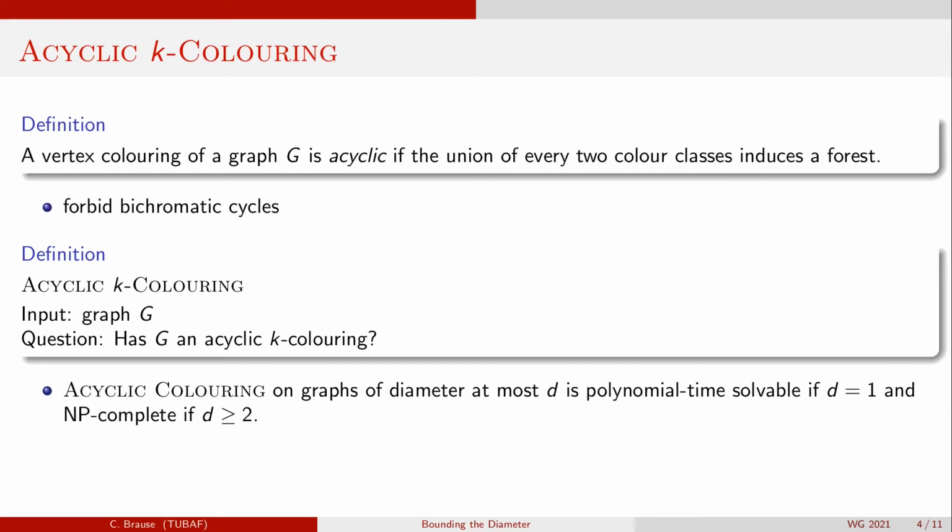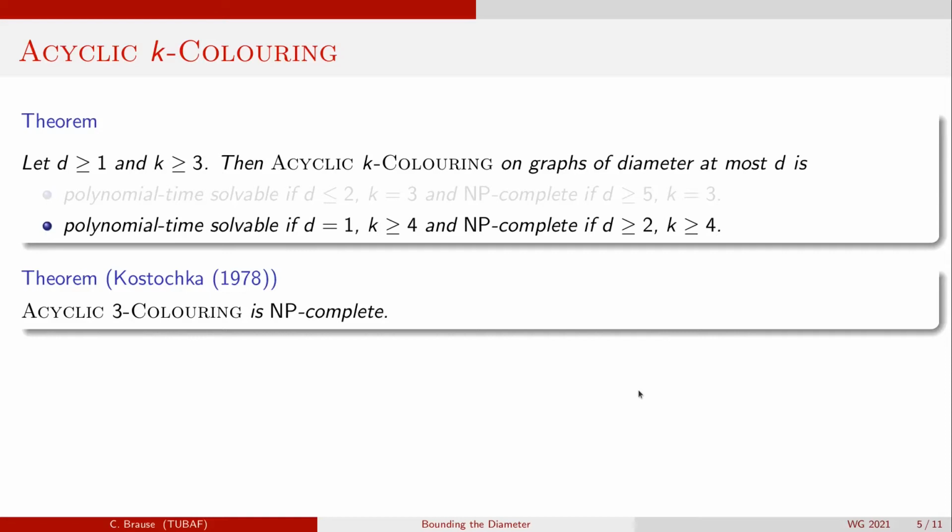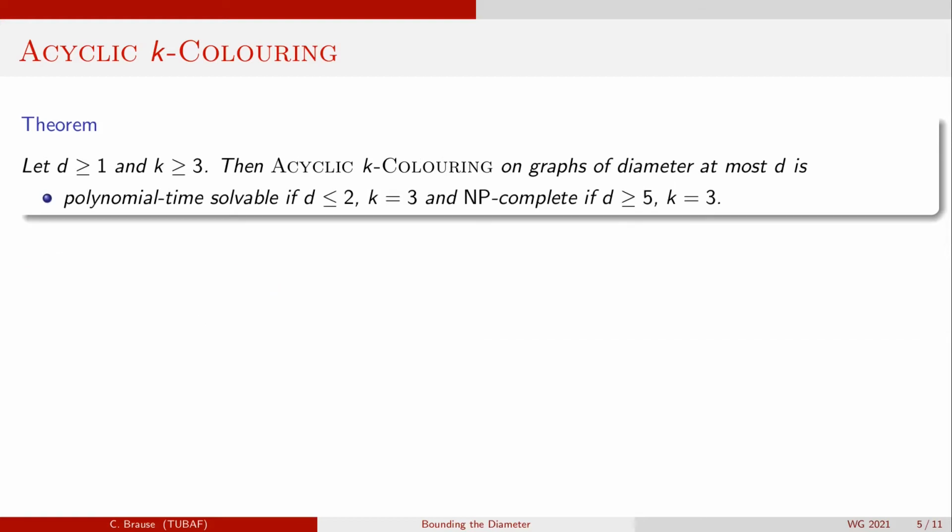So let's go to the acyclic k-coloring problem. Well, first of all, let me mention that if k is at least 4, then we obtain some similar results as for k-coloring. The only difference is that we reduce in the NP-complete case from acyclic 3-coloring, which also is NP-complete. So let's focus on the first line. That means we study acyclic 3-coloring.